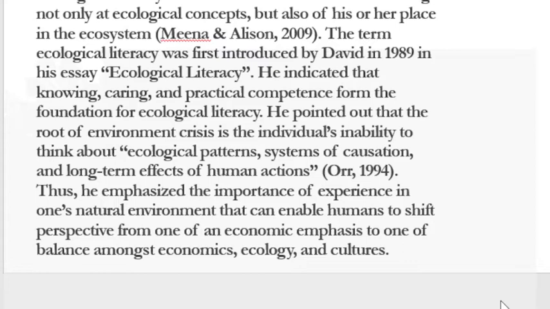The term ecological literacy was first introduced by David Orr in 1989 in his essay Ecological Literacy. He indicated that knowing, caring, and practical competence form the foundation for ecological literacy. Again, not just knowing, not just caring, but also practical competence. Okay? He pointed out that the root of the environmental crisis is the individual's inability to think about ecological patterns, systems of causation, and long-term effects of human actions.